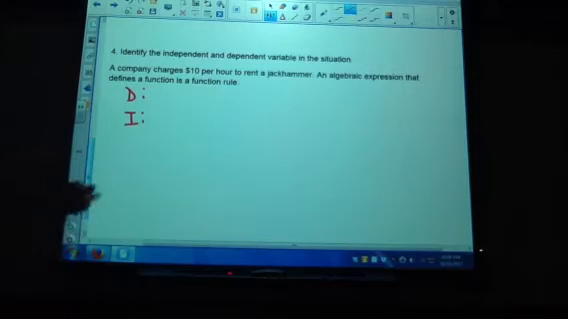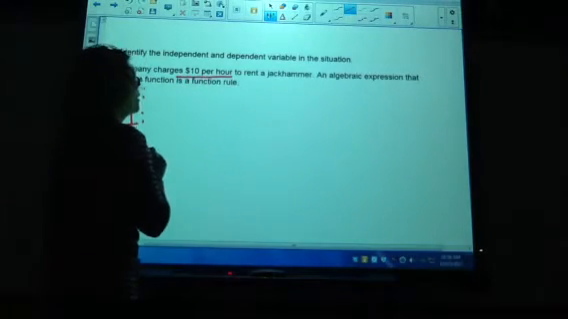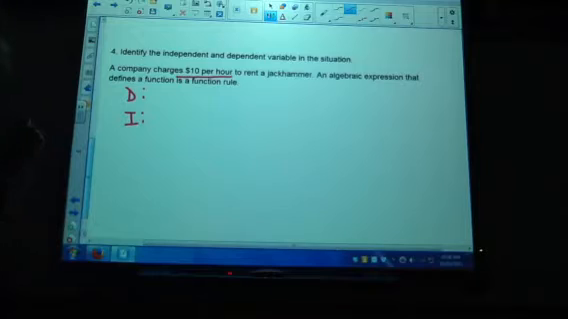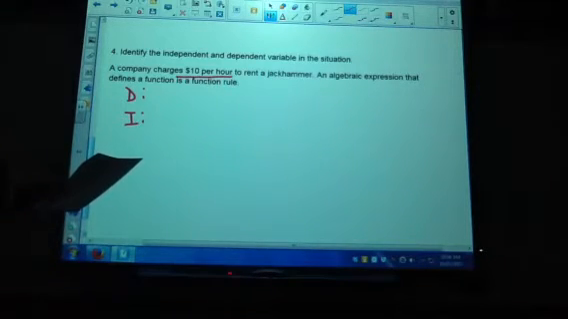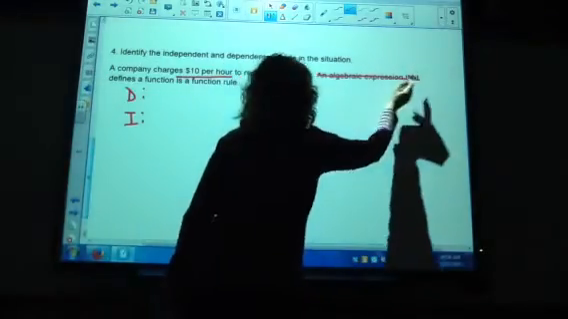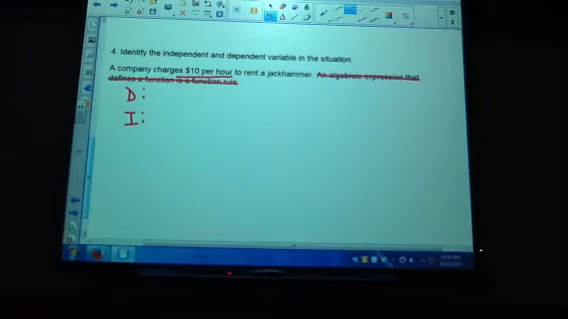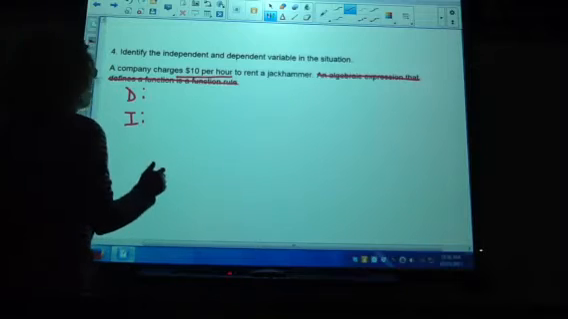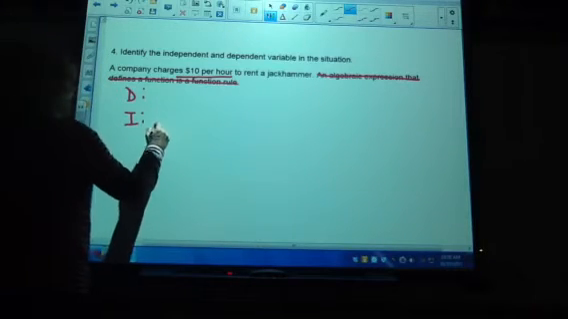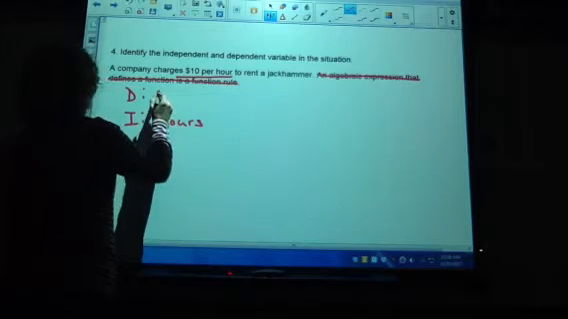Okay, a company charges $10 per hour to rent a jackhammer. Let's not look at this. All right, so identify the independent and dependent variable in the situation. A company charges $10 per hour to rent a jackhammer. So the dependent, the cost depends on what? On how many hours you're going to use the jackhammer.